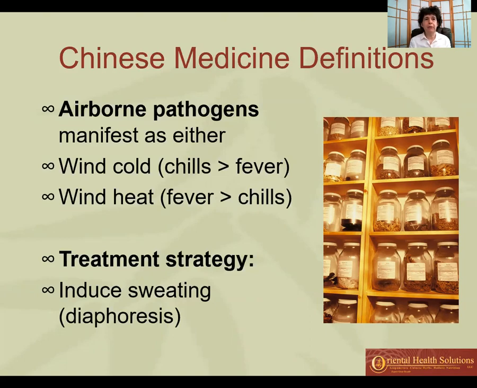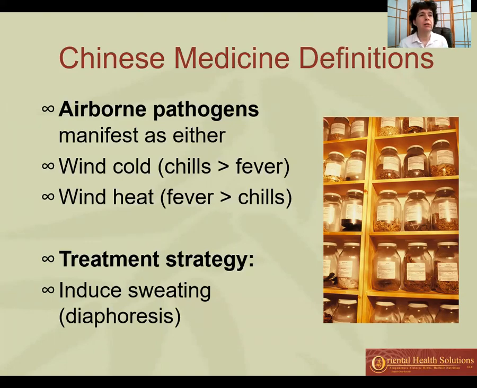So in a wind cold pattern, we will see symptoms like aversion to cold, aversion to wind. We're going to see chills greater than fever. There might be a stuffy nose, a scratchy throat. There'll be body aches and neck pain and maybe a headache. Whereas in a wind heat pattern, the patient will feel subjectively hot. There will be irritability. There may be fever greater than chills, and there will be a headache, neck ache, and body aches. And there will also be a sore throat this time, and potentially with enlarged lymph nodes. So those are the different patterns of how it can manifest.